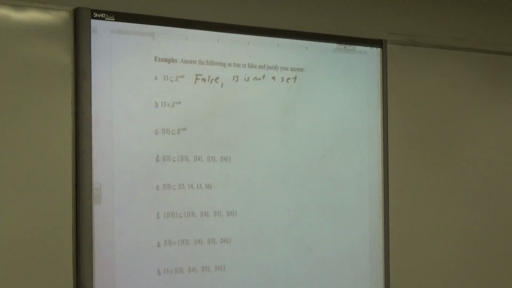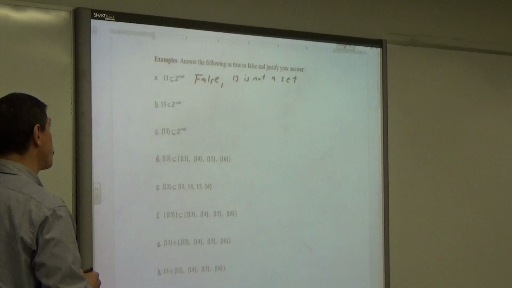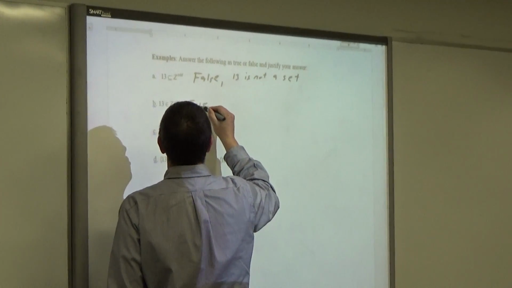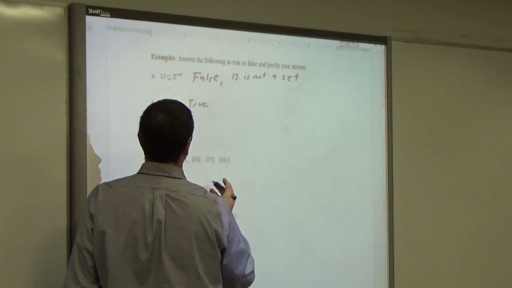However, what about 13 is an element of ZI? That's true, right guys? So don't be so quick to assume that you know everything with the set stuff, okay? Make sure you look at the syntax of it, okay? It's very, very crucial that you guys do that, okay? And I'm not trying to insult you guys, I just want to make sure you remember that and don't do it again, okay? So that's true, okay?